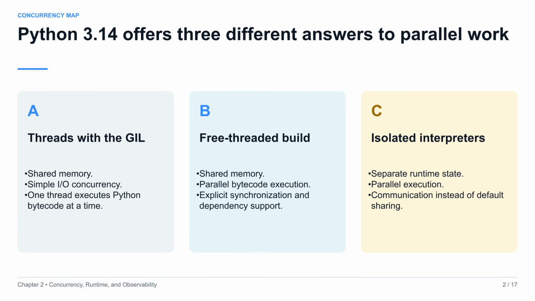Isolated interpreters take a different approach. Each interpreter has its own modules, classes, functions, and variables, with communication occurring through defined channels or serialization. Choosing among them is an architectural decision about sharing and isolation, not merely a performance switch.